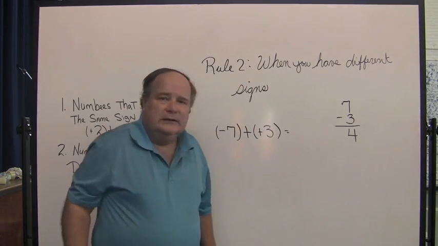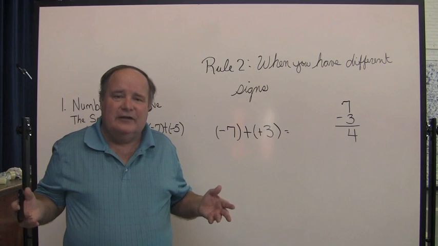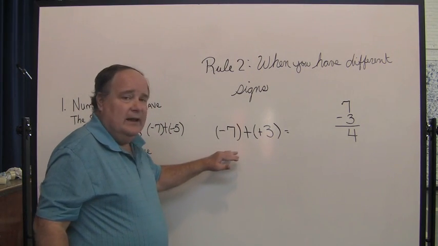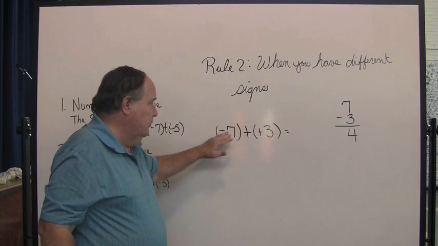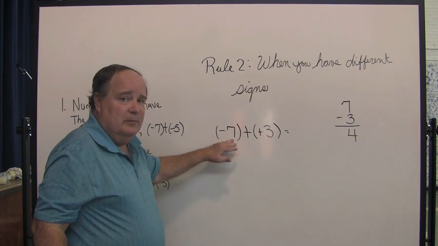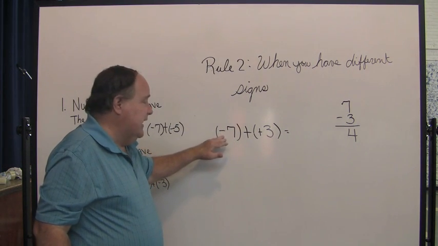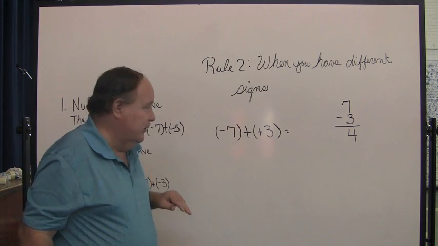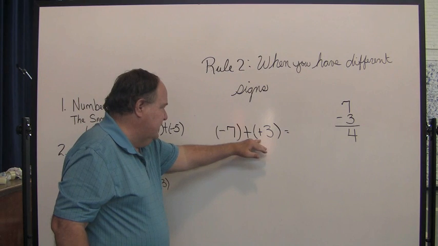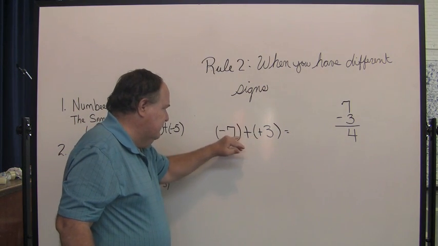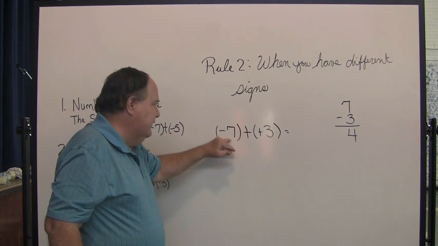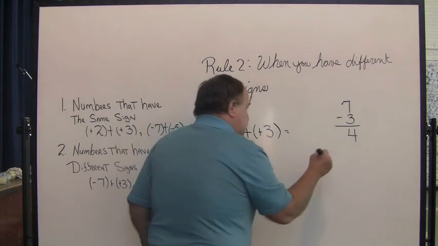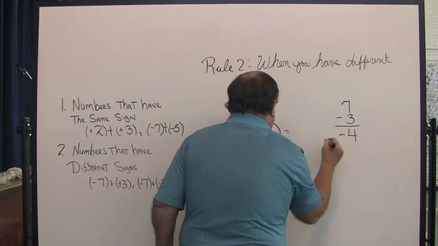Now, to get the sign of the number, we go back and look at the problem. We take the largest number, and whatever sign is attached to the largest number, that's the sign we assign to our answer. In this case, we have a plus 3 and a 7. 7's bigger than 3, and in front of the 7 is a negative. So this is negative 4.